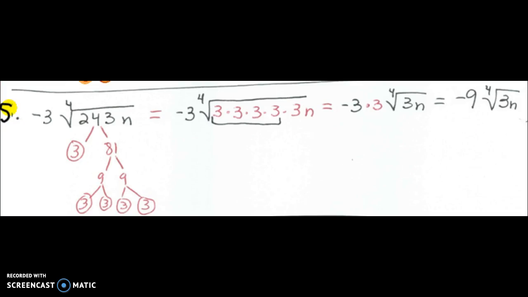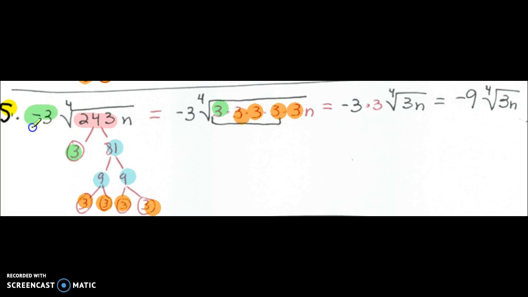In problem number 5, I am going to factor 243. To figure out what that factors to, I'm going to go 2 plus 4 plus 3 is 9. That's divisible by 3. That's how I figured out how to divide it by 3. So I divide by 3 and I got 81. That's where that 3 came from. Then I'm going to factor 81. That's 9 times 9. And I factor 9. And that's how I got those 3's. So that's where those 4 3's came from.